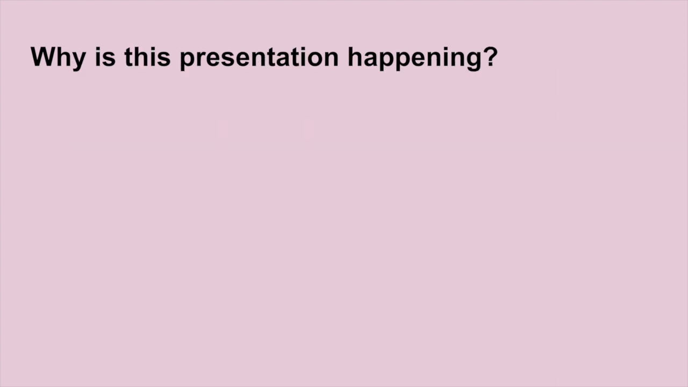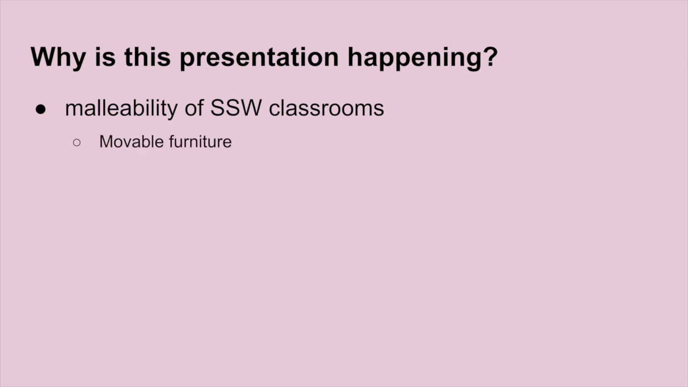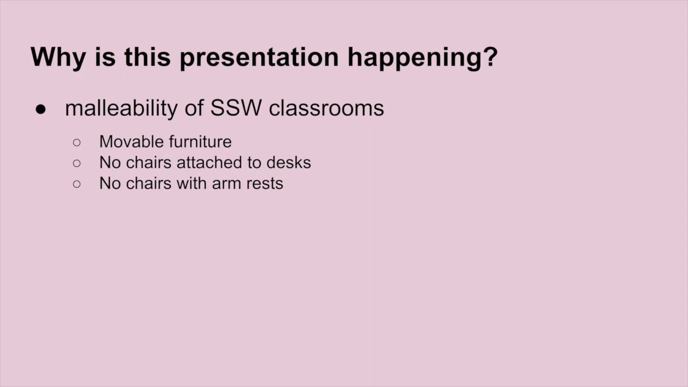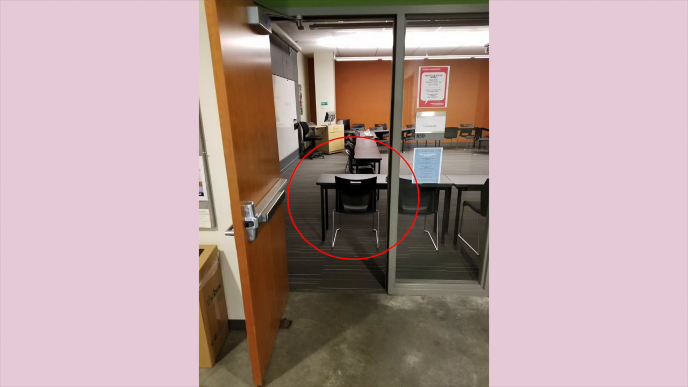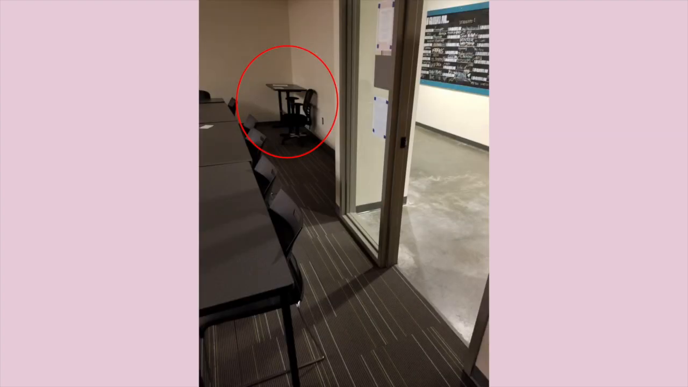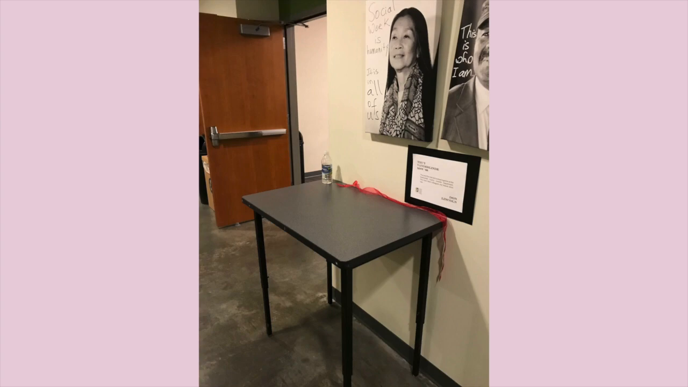Why is this presentation happening? Our classrooms here at the School of Social Work are very malleable, and that is a beautiful thing. We have movable furniture, no chairs attached to desks, and no chairs with armrests in the classrooms. But that malleability becomes a barrier when it isn't utilized thoughtfully. While it's great that the furniture can move, it becomes an issue when it is moved in front of a door, into a corner, out of the room, and in other ways that block access.